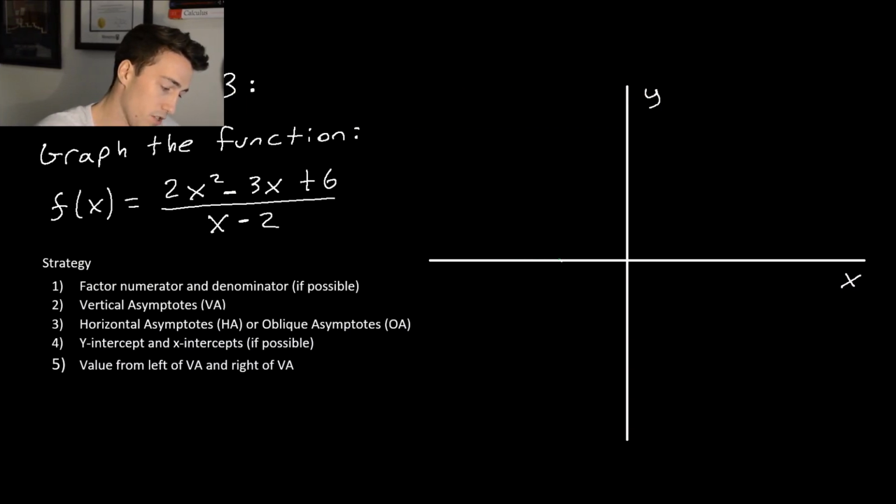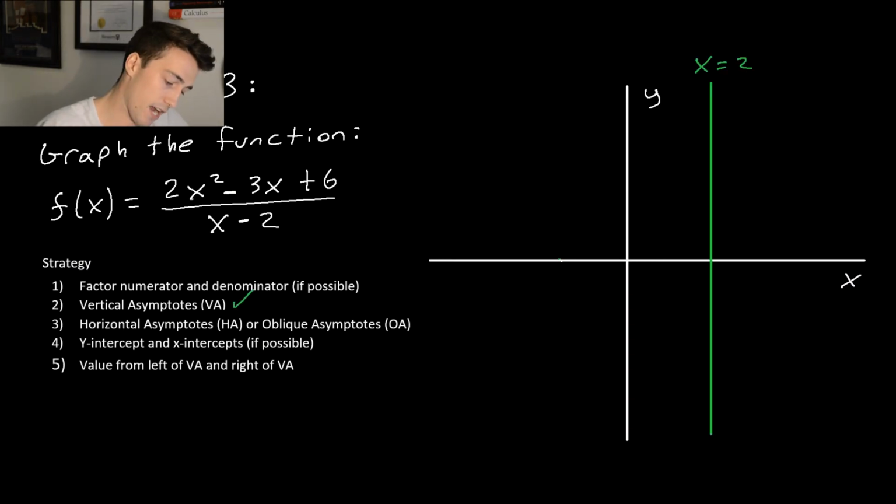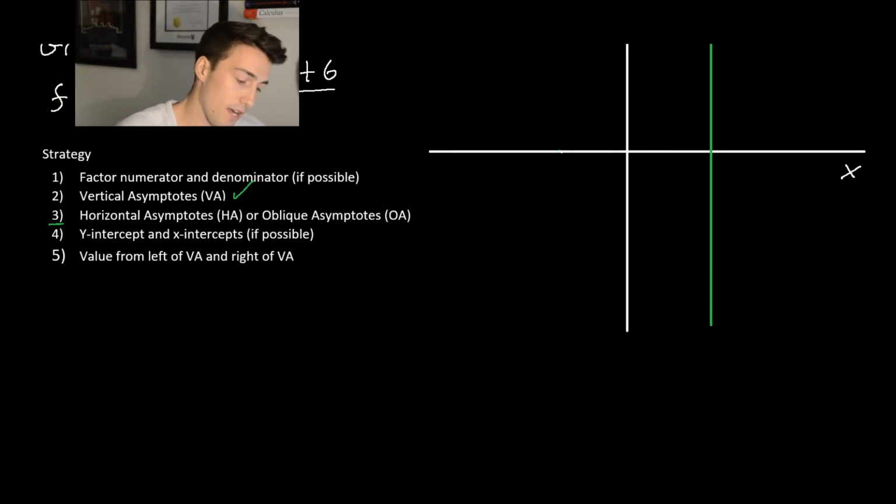Now we're going to go into the vertical asymptotes, and here we're going to get a vertical asymptote at x equal to 2. Now we've checked off that, so we can go on to step number 3, the horizontal asymptotes or oblique asymptotes. In this case it's actually an oblique asymptote, and I can tell you why.